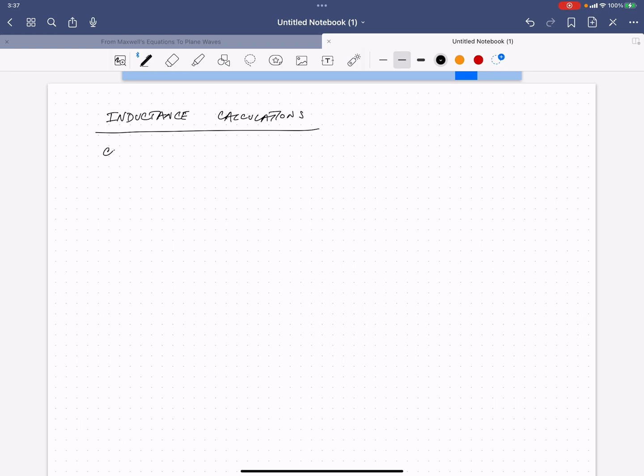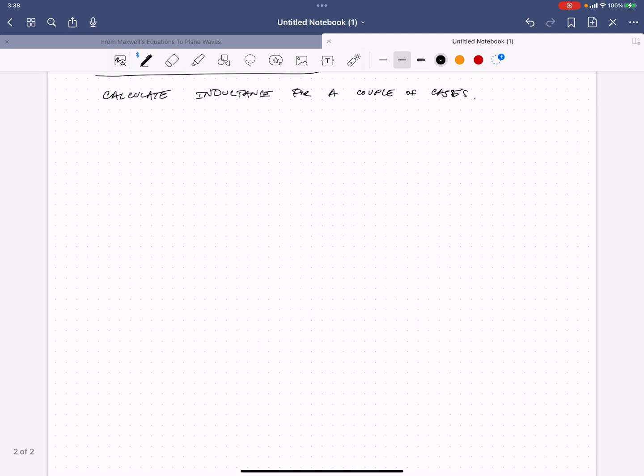So we're going to try to calculate inductance for a couple of cases. And as part of that, we need to use a magnetic field. So the first question is, what is inductance?